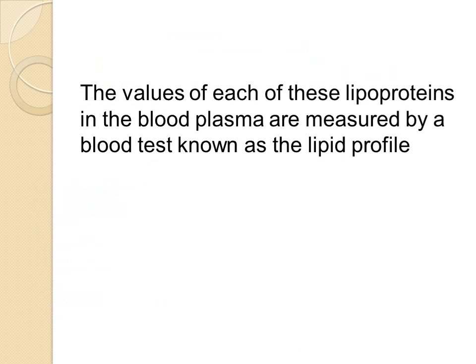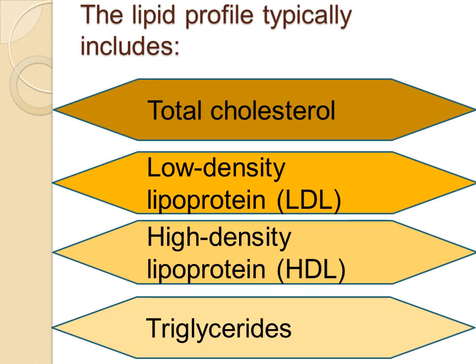Now the values of each of these lipoproteins in the blood plasma are measured by a blood test known as lipid profile. احنا نقيس هذه اللايبوبروتين بتست in general نسمينه lipid profile. إذا الليبيد بروفايل ايش راح يجينا؟ Lipid profile includes total cholesterol، نقيس التوتال كوليسترول موجود بالبلد، نقيس low density lipoprotein، high density lipoprotein والtriglyceride. These are lipid profiles.